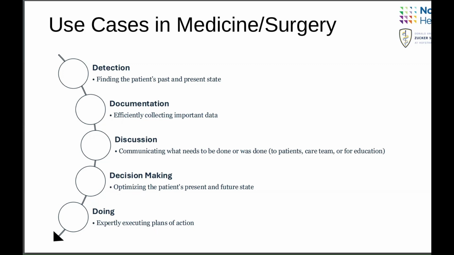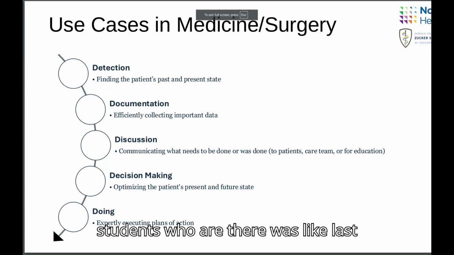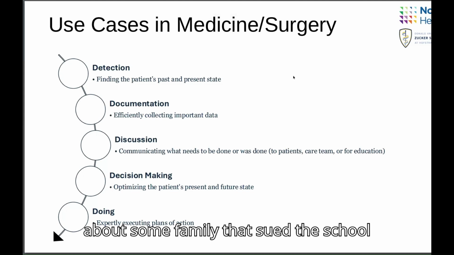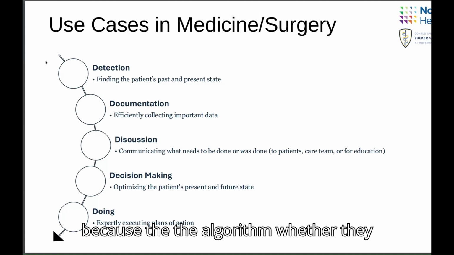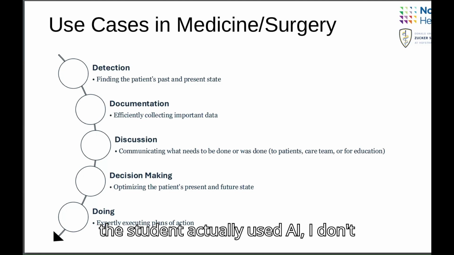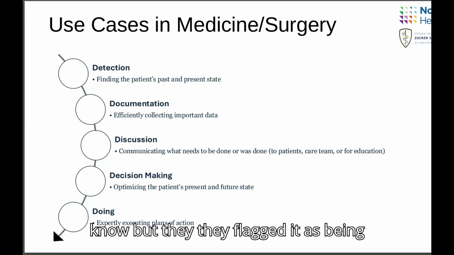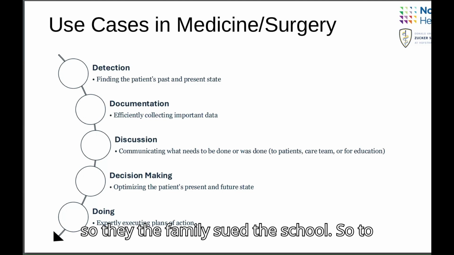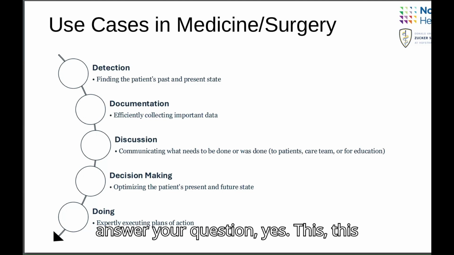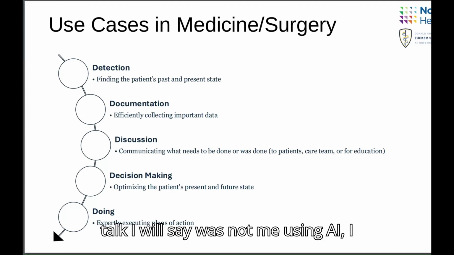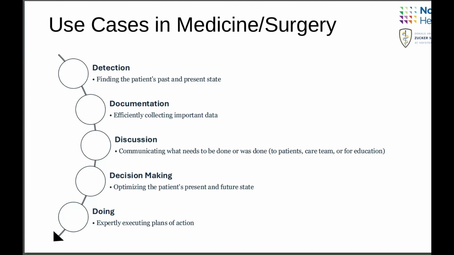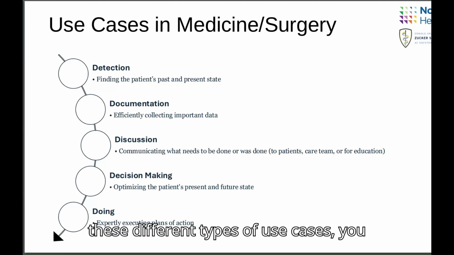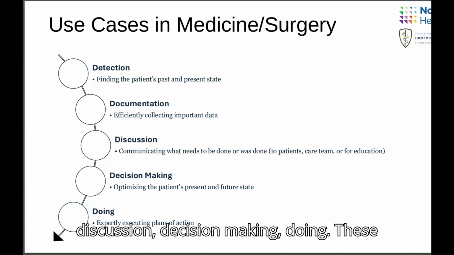There was a story last week or so about a family that sued the school because the algorithm flagged the student's work as being created by AI, and the student suffered the consequences. I don't know whether the student actually used AI or not. So to answer your question, yes. This talk, I will say, was not made using AI. I swear. So yeah, we can think about these different types of use cases: detection, documentation, discussion, decision-making, doing.